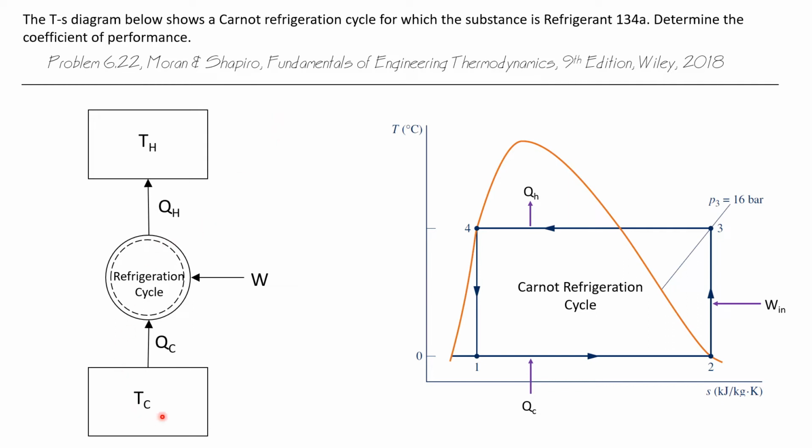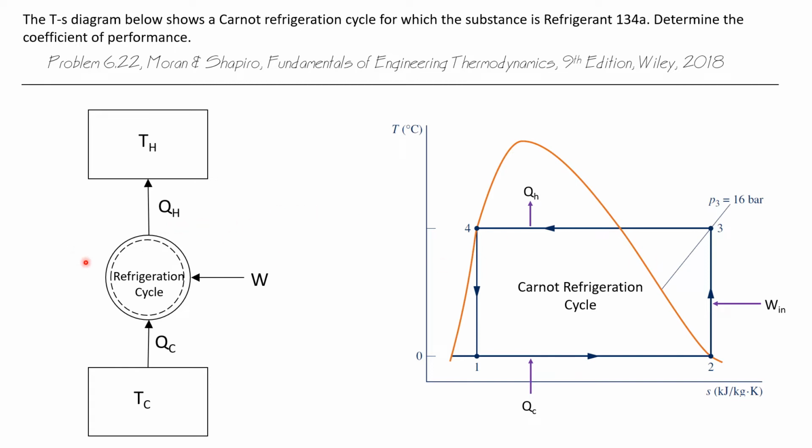So let's look at the way we have modeled refrigeration and power cycles in the past. We have a refrigeration cycle located between two thermal reservoirs, a cold reservoir and a hot reservoir. Work is put into the refrigeration cycle, and the cold reservoir, at temperature TC, transfers energy via heat transfer into the refrigeration cycle. And then energy is transferred from the cycle to the hot reservoir via heat transfer, QH.